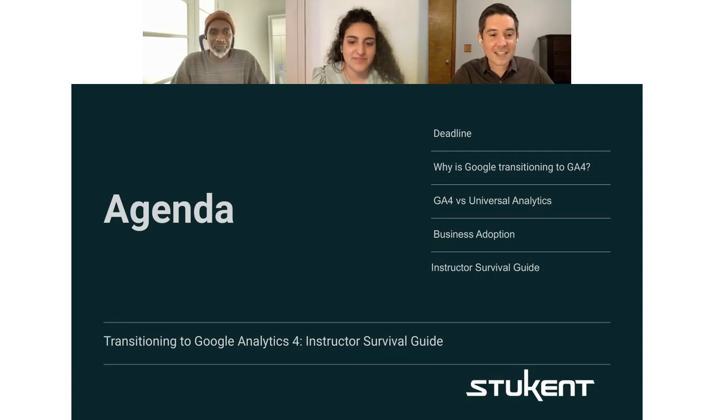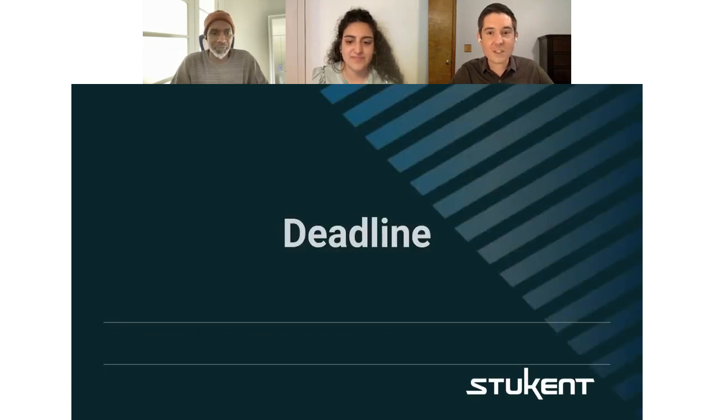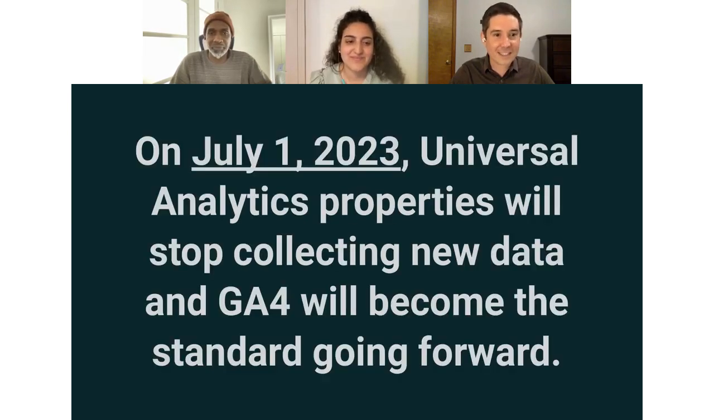We're going to dive into the content, get into the specifics. Let's start with the deadline. The deadline is the catalyst for this conversation today. Without deadlines, nothing would happen, right? If you don't give me a deadline, I will keep procrastinating. And so Google gave us a deadline. The deadline is July 1st, 2023. And so we have just over a year to transition all the content that we're teaching in our courses from Google Analytics to Google Analytics 4.